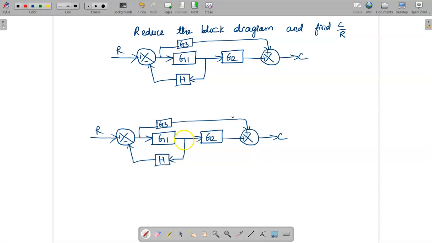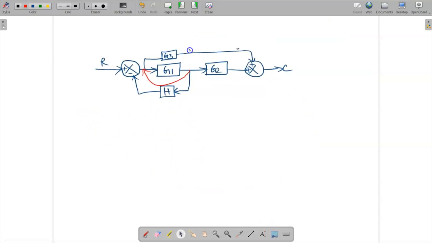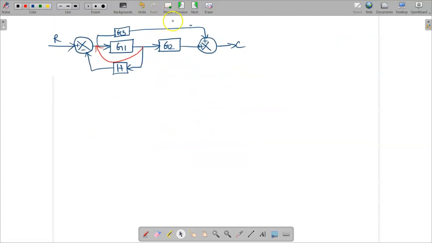So this H branch I am going to move before the block G1 like this. That is the step I am going to do. So the first step is moving the branch before the block G1. When you move this branch before, the other terms will not get affected. Only this branch will get affected.